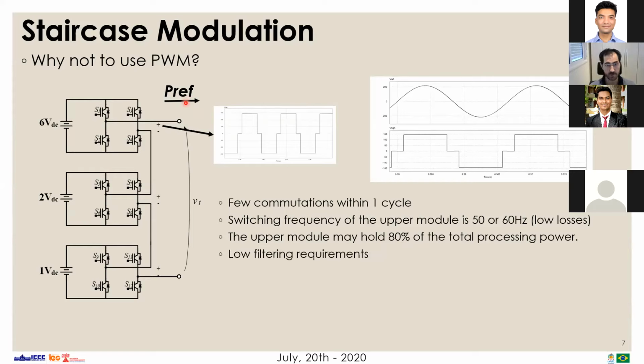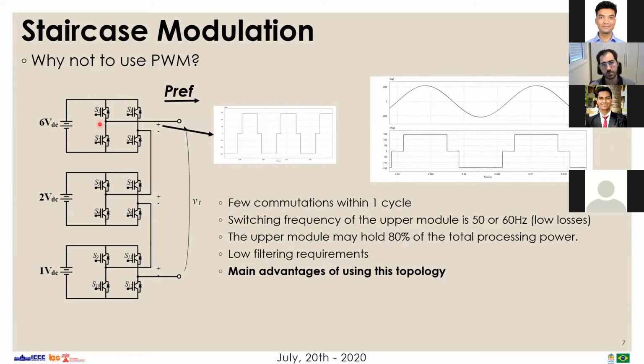And what do we have here? This is the main advantage of using such a topology. We are processing 80% of the total power of this reference with few commutations. We will see only four commutations within one cycle. And again, we have low filtering requirements. This is the main advantage of using this topology.